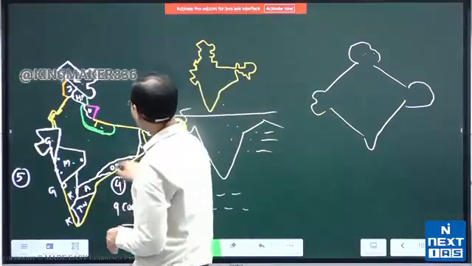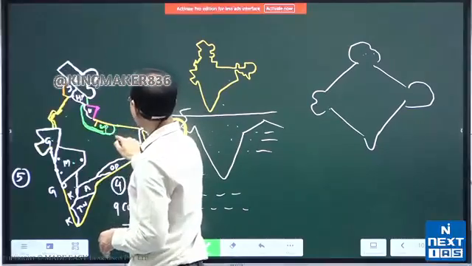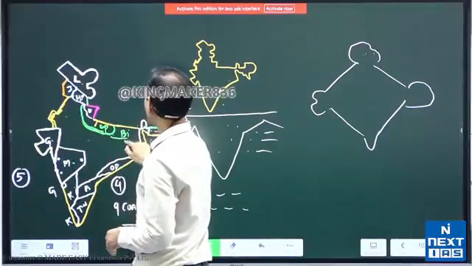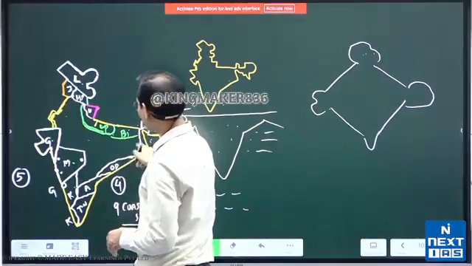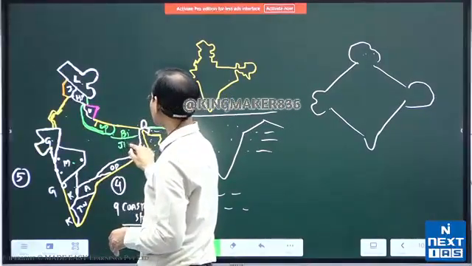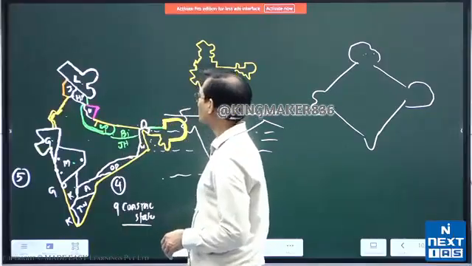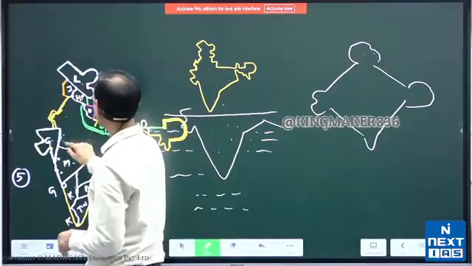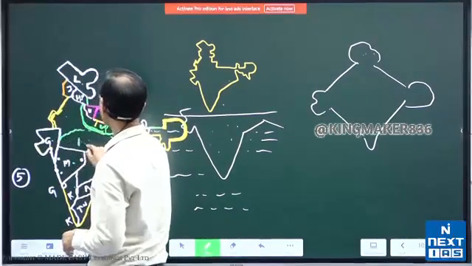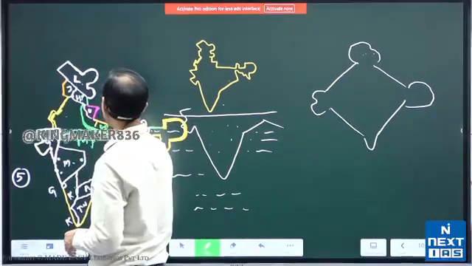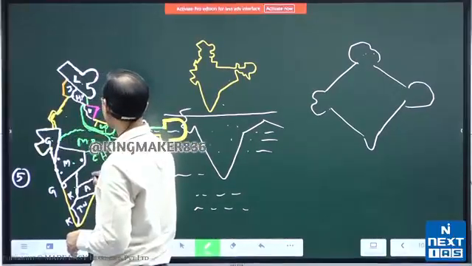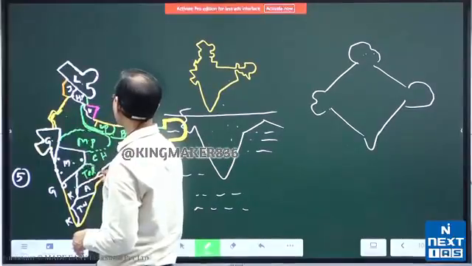And then UP, very close to UP, which state is this one? The Bihar. And also which area south of Bihar? Jharkhand. And also you can say this side, which state we have here, central area, the Madhya Pradesh. And which state is this one here, the Chhattisgarh. And here which state? तेलंगाना.